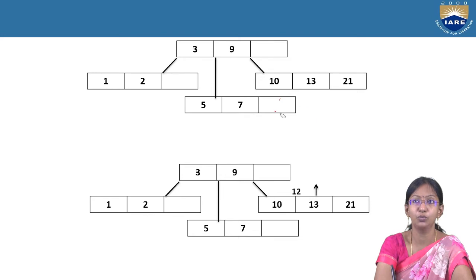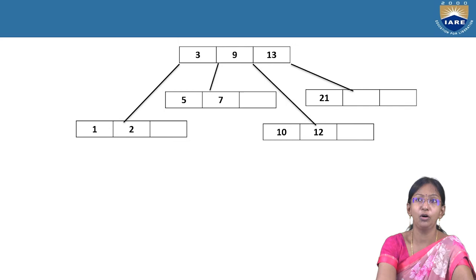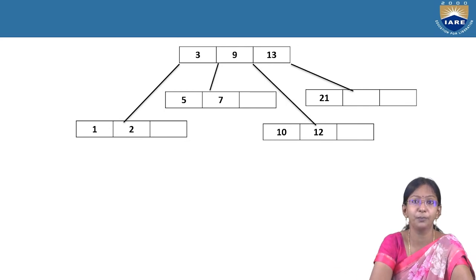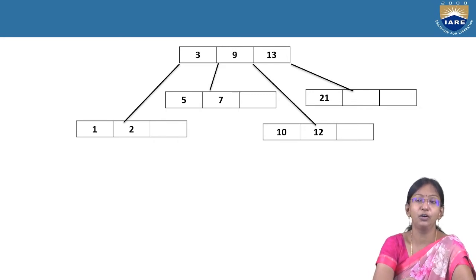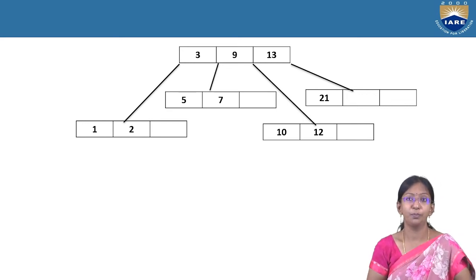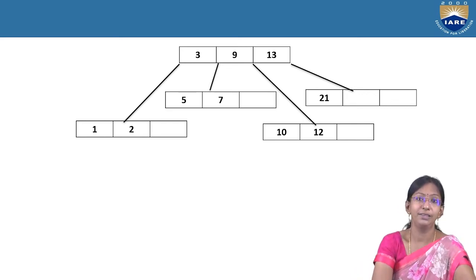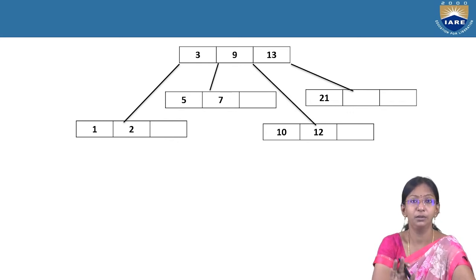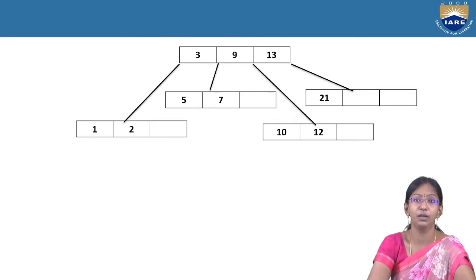Let's have a look at this one, my dears. Once I send 13 to the top, this is how it is going to look. So 13 went to the top and the right child of 13 is 21. Have a look and search for the search property over here. So 5 and 7 are between 3 and 9. Very good. 10 and 12 are between 9 and 13. Very good. Right? Job done.